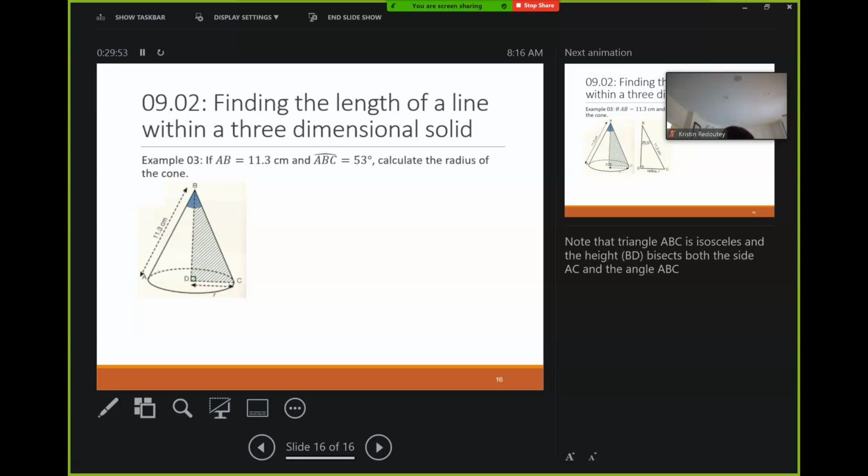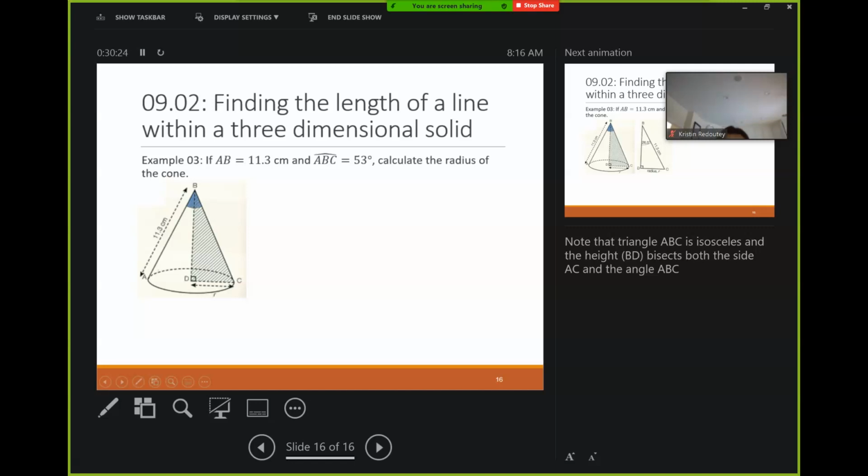Not necessarily that it's a right triangle. When you say right triangle, you're talking about the shaded triangle here? Not necessarily. I could draw a cone where this doesn't happen. So consider the triangle ABC. What's special about that triangle? It's not equilateral, but it is isosceles.